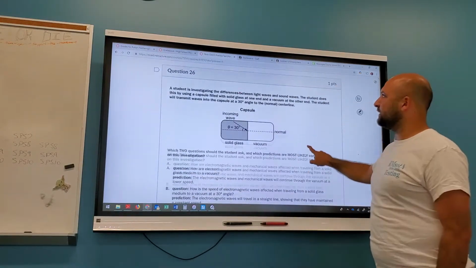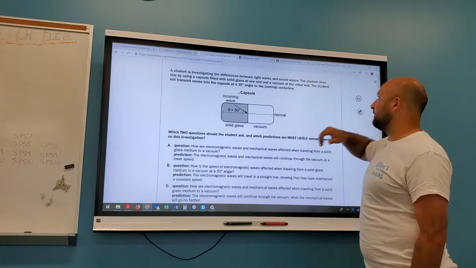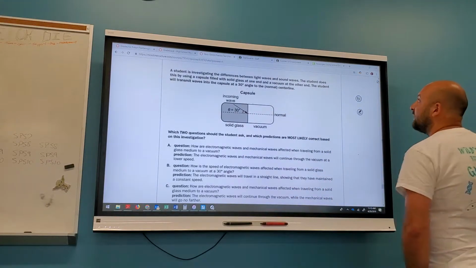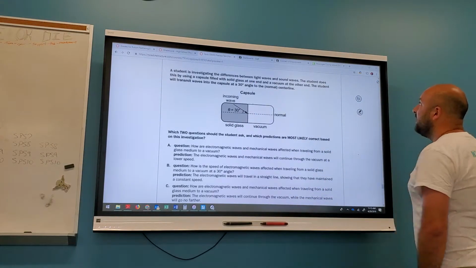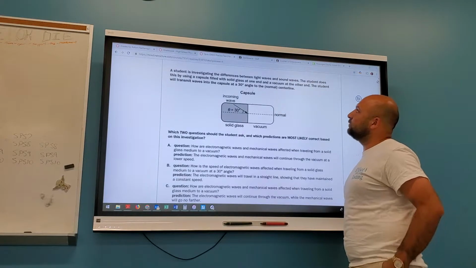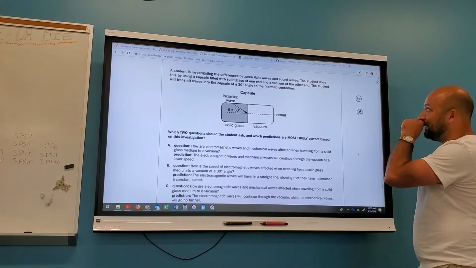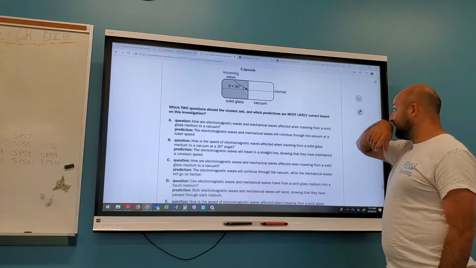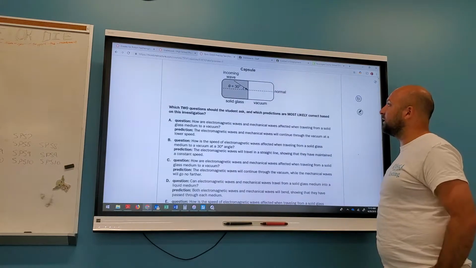Rolling this on down. 26. A student is investigating the difference between light waves and sound waves. The student does this by using a capsule filled with solid glass at one end and a vacuum at the other end. The student will transmit waves into the capsule at a 30-degree angle to the normal line. Which two questions should the student ask and which predictions are most likely correct?